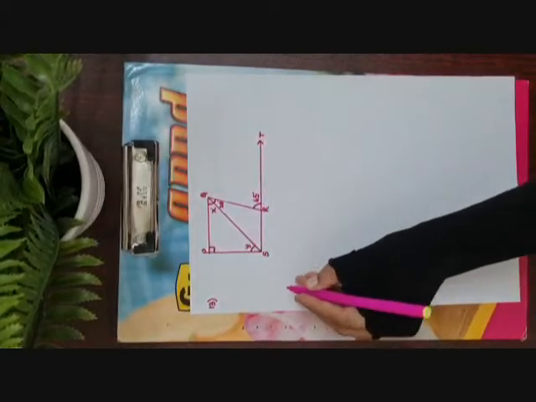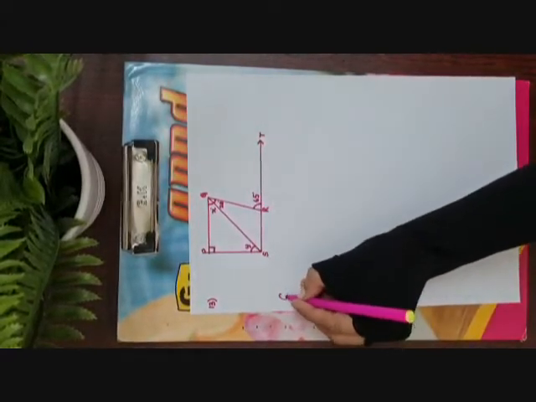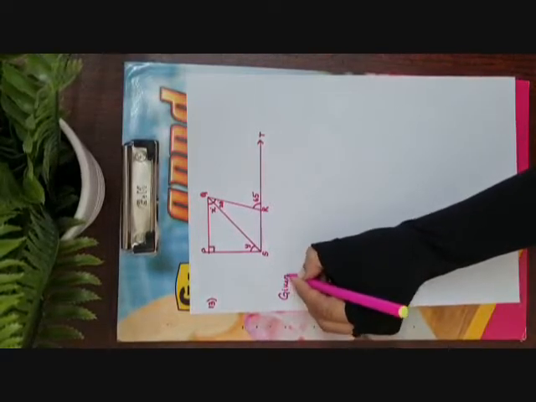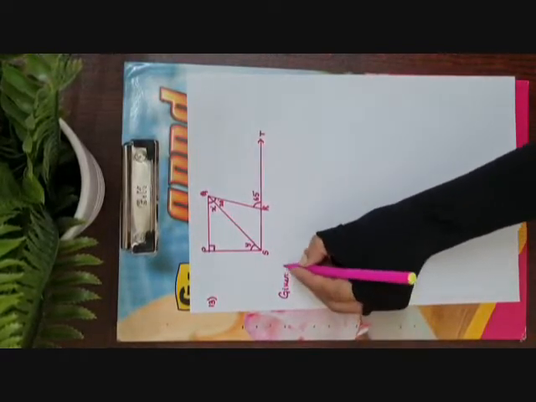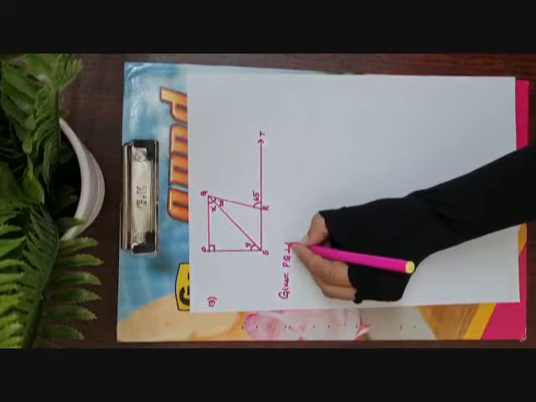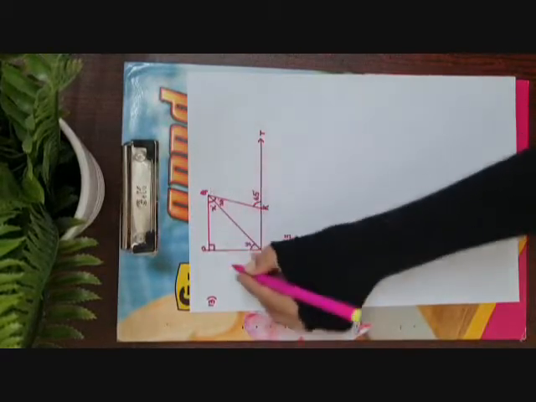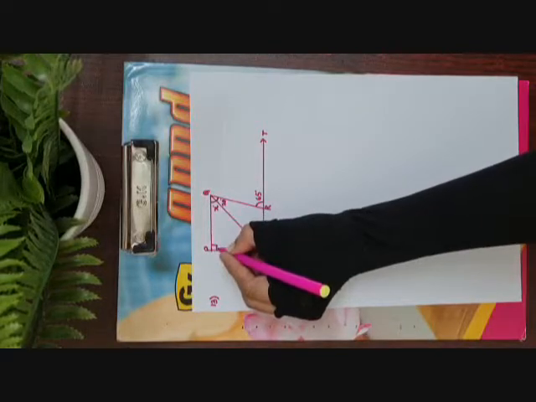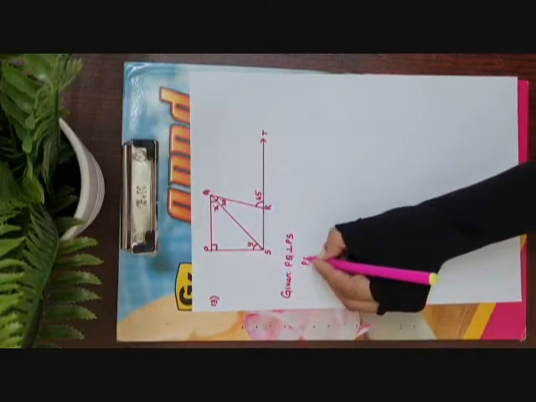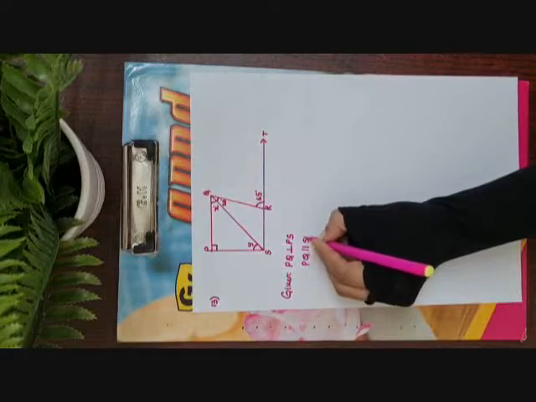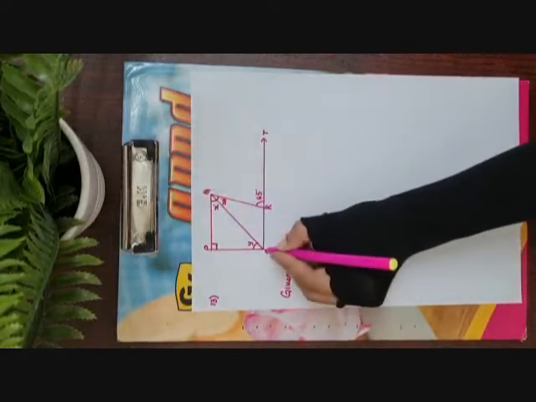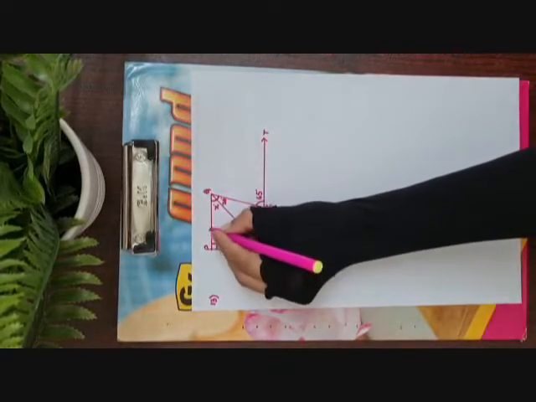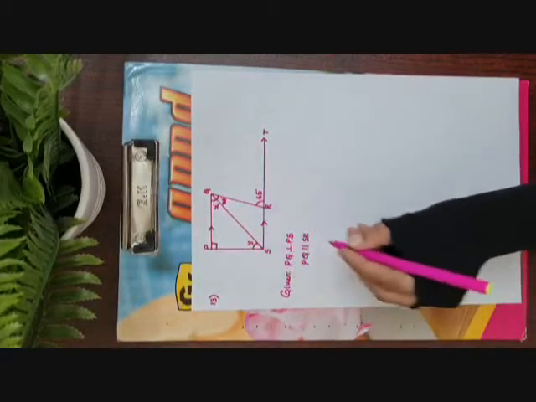Let us write what is given to us, children. It is given PQ is perpendicular to PS. That means this angle is 90 degrees. Okay? And PQ is parallel to SR. These two lines are parallel lines.